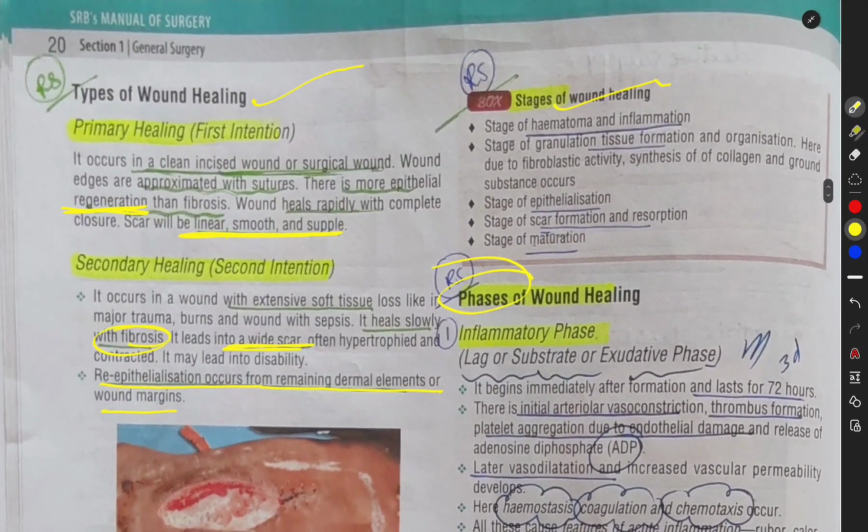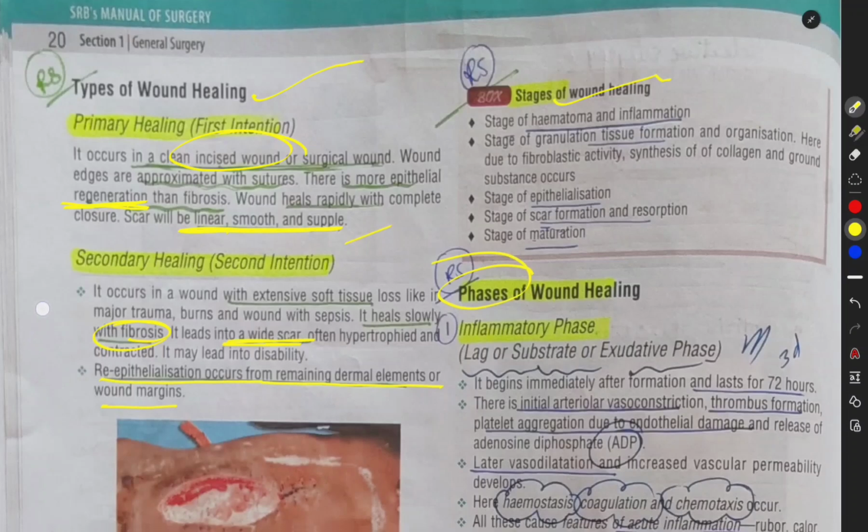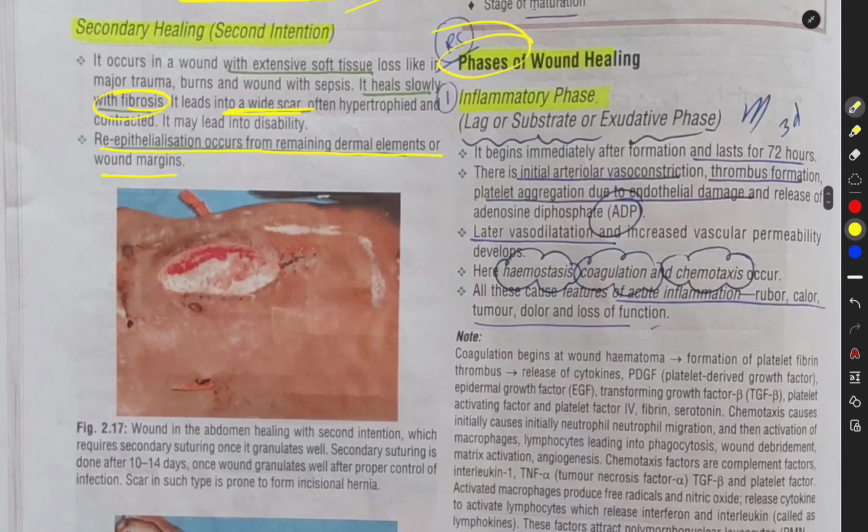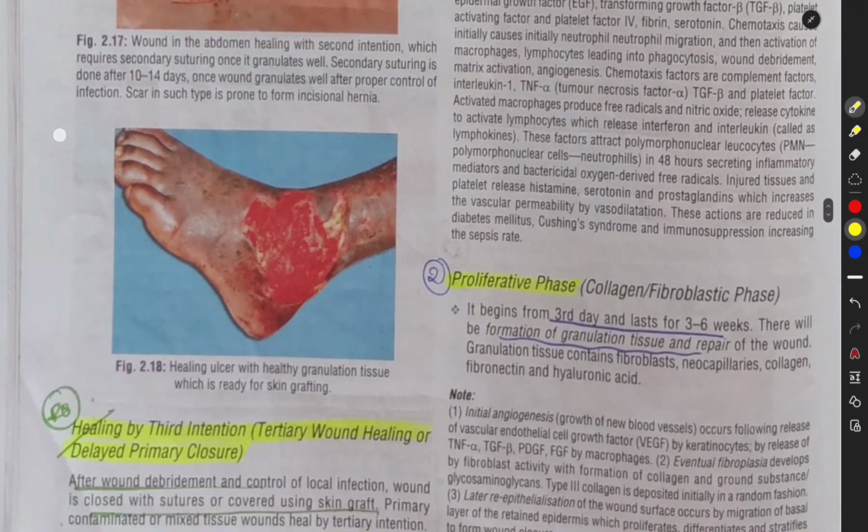So the only differences here: primary intention is for simple incised wounds, whereas secondary intention involves massive soft tissue injury. In primary intention, the scar formed is linear, smooth and supple, and it is mainly by regeneration. Whereas in secondary healing, it forms a white scar and the healing is by fibrosis.